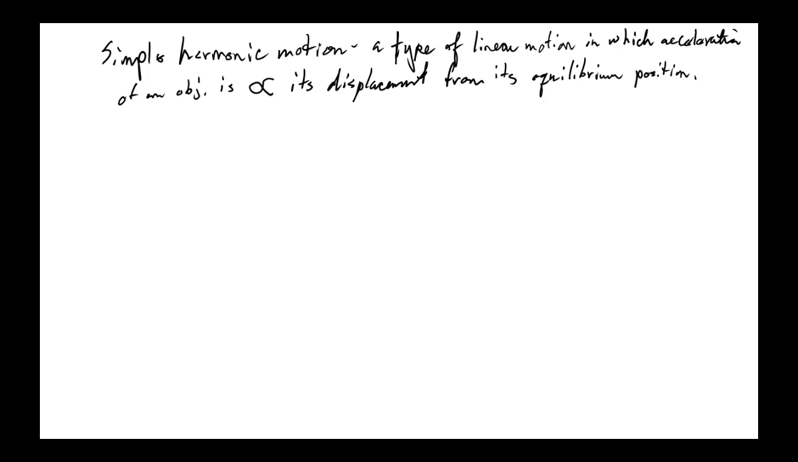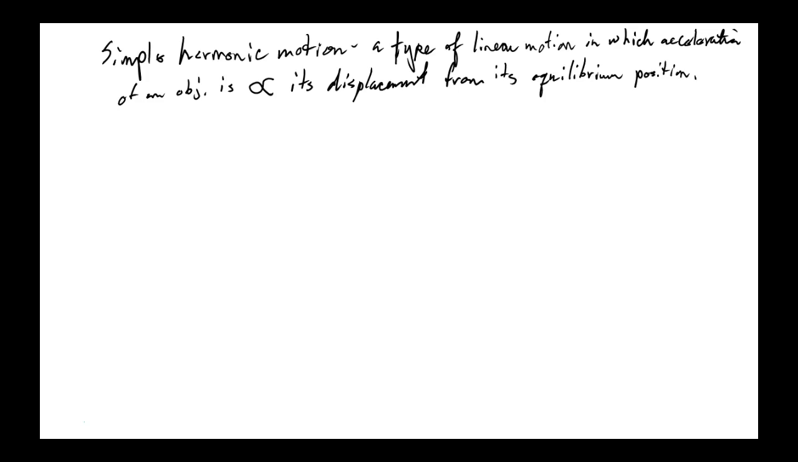All right. Now, let's give an example of this. That's a technical sounding definition. Simple harmonic motion: a type of linear motion in which the acceleration of an object is proportional to its displacement from an equilibrium position. Now, if its acceleration is proportional to that, what is also related to acceleration? Net force. Force equals ma. If the acceleration is proportional, so is the net force, because net force is proportional to acceleration.